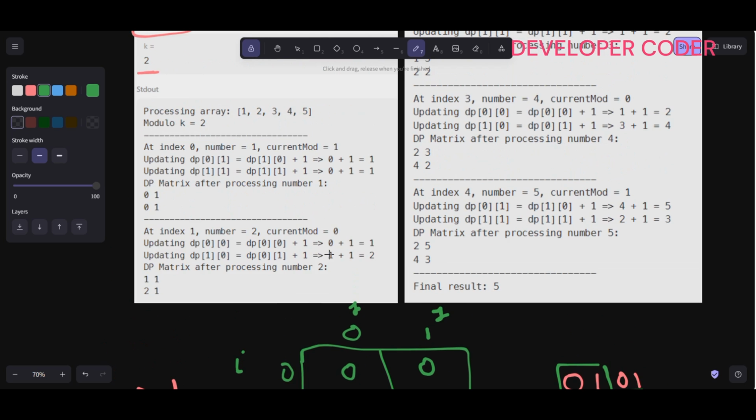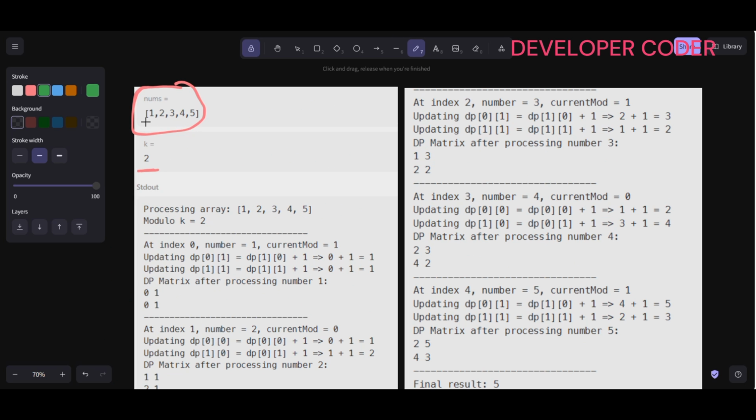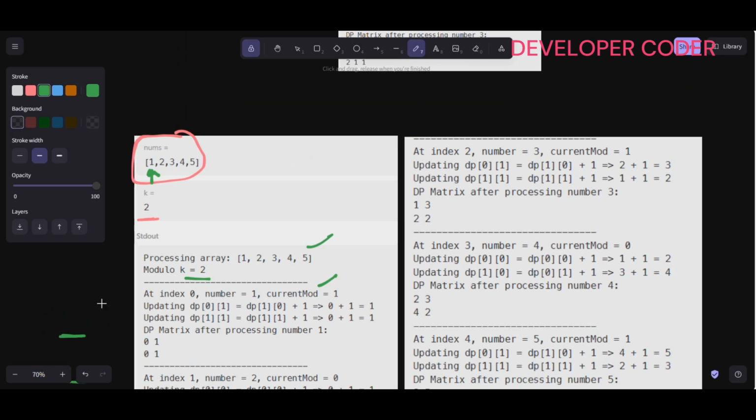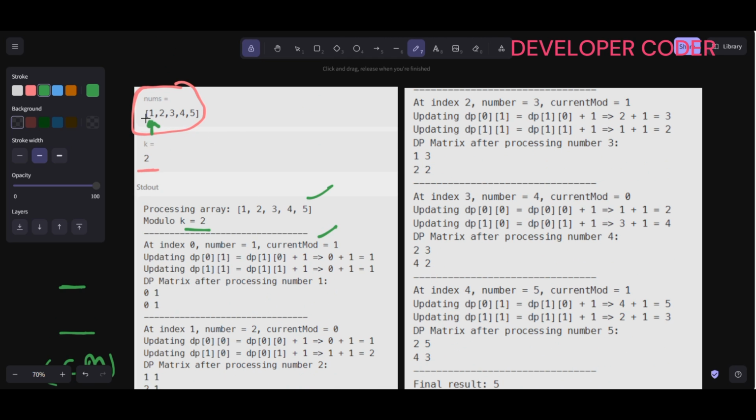Now you have to start from here and iterate, so we have to process this array, modulo equal to 2. At index 0, the number is 1, and the current mode is 1. Current mode, cm, is 1 modulo k, which is 1 modulo 2, nothing but 1. So current is 1.